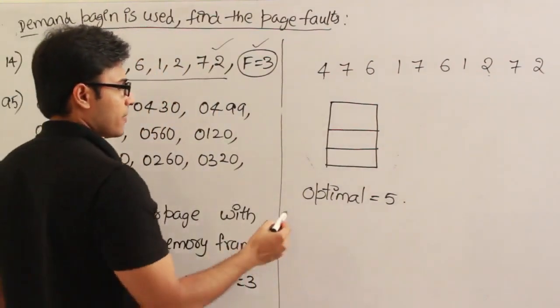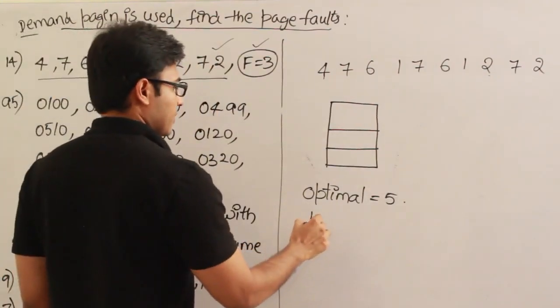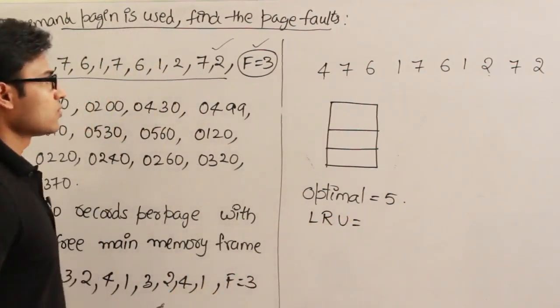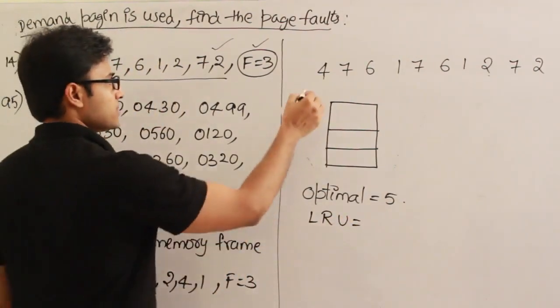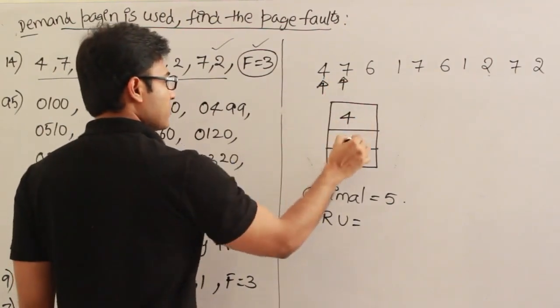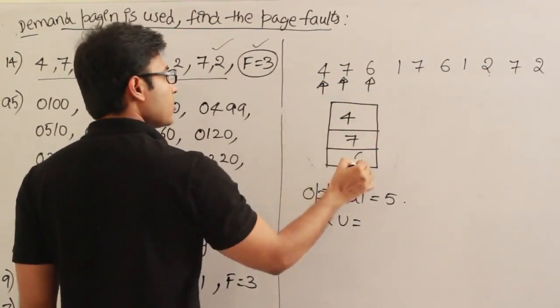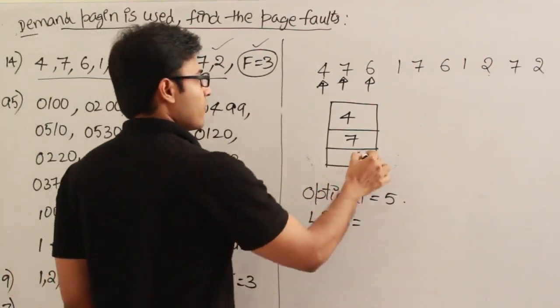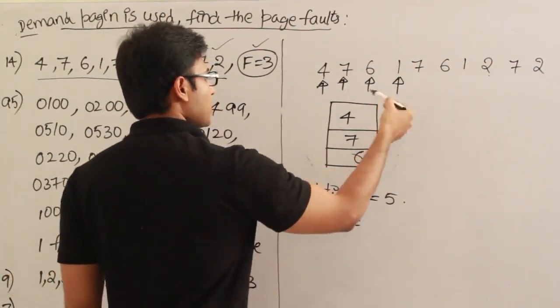Let's see how LRU works. LRU means least recently used. So now we shall start with this. Initially 4 is not there, so 4 will be loaded. 7 will be loaded. 6 will be loaded. No replacement as of now. Now we need 1, but we don't have it.